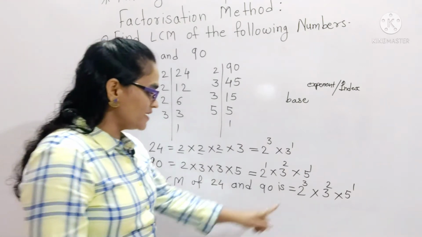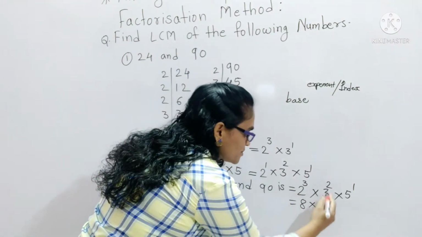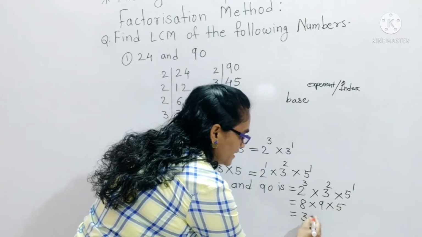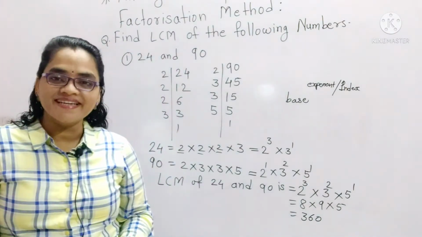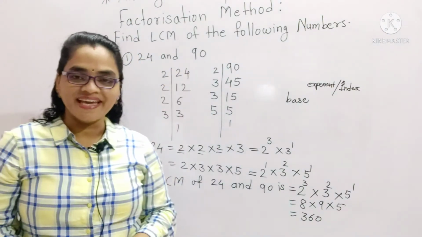And find out its product. 2 raised to 3 means 8, into 3 raised to 2 means 9, into 5 is equal to 360, and 360 is the LCM of 24 and 90.